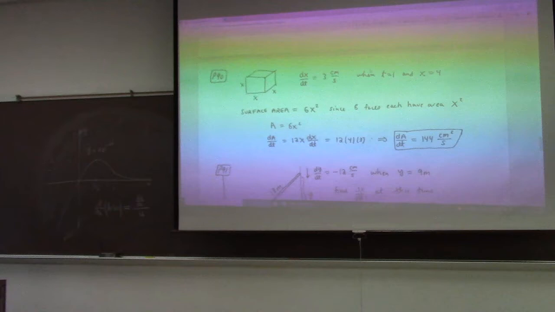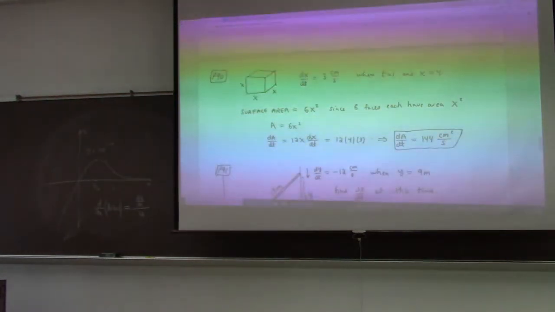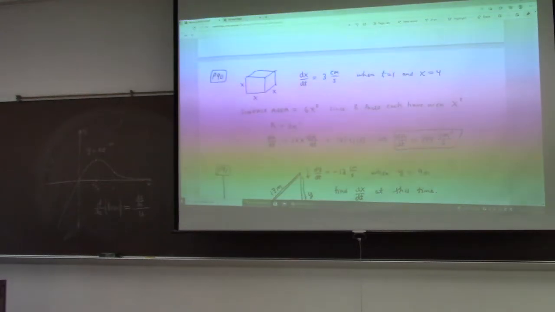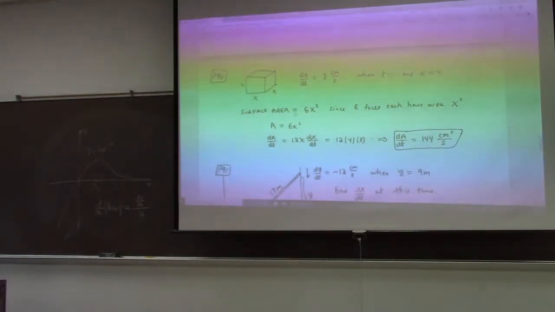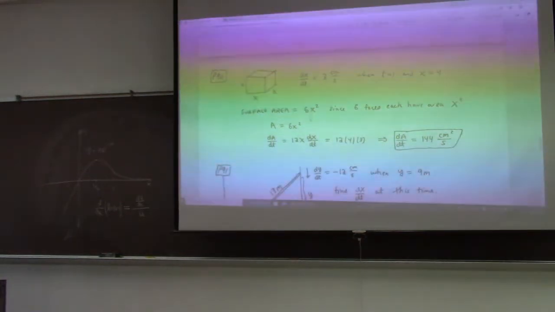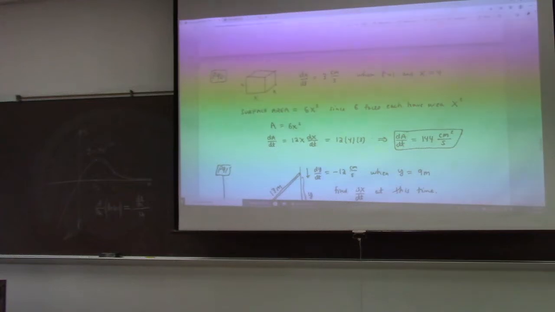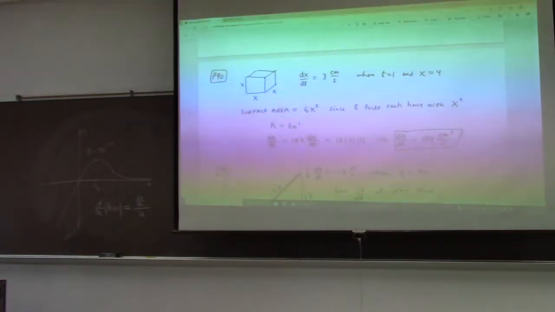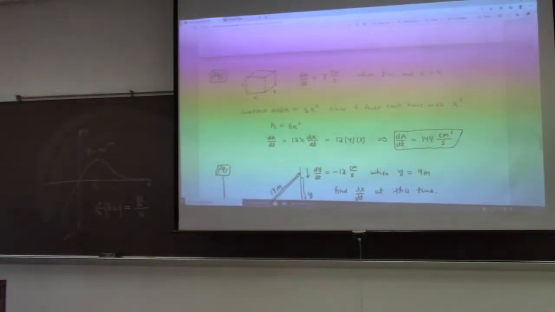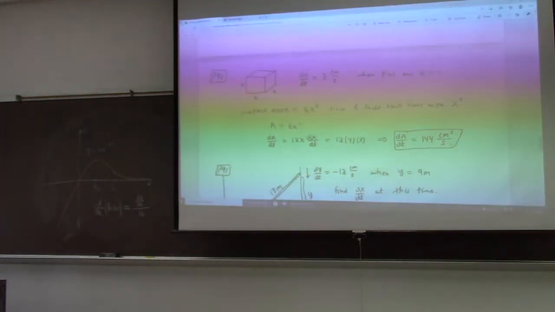Like this one, if you've got a cube and its surface area is 6x squared. So if I want to see how the surface area is changing, I differentiate the surface area, I called it A, and I get 12x dx/dt. But I'm told that dx/dt is 3, and I'm told that x is equal to 4 at the time I'm interested, and so there you go, 144 centimeters squared per second.